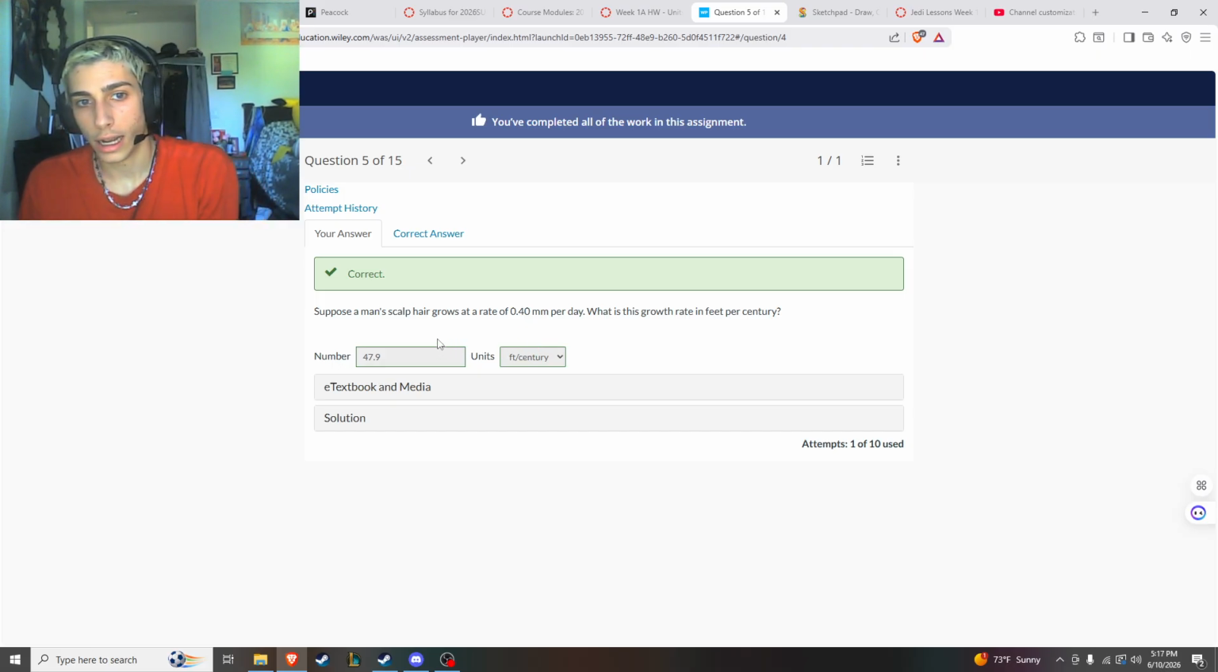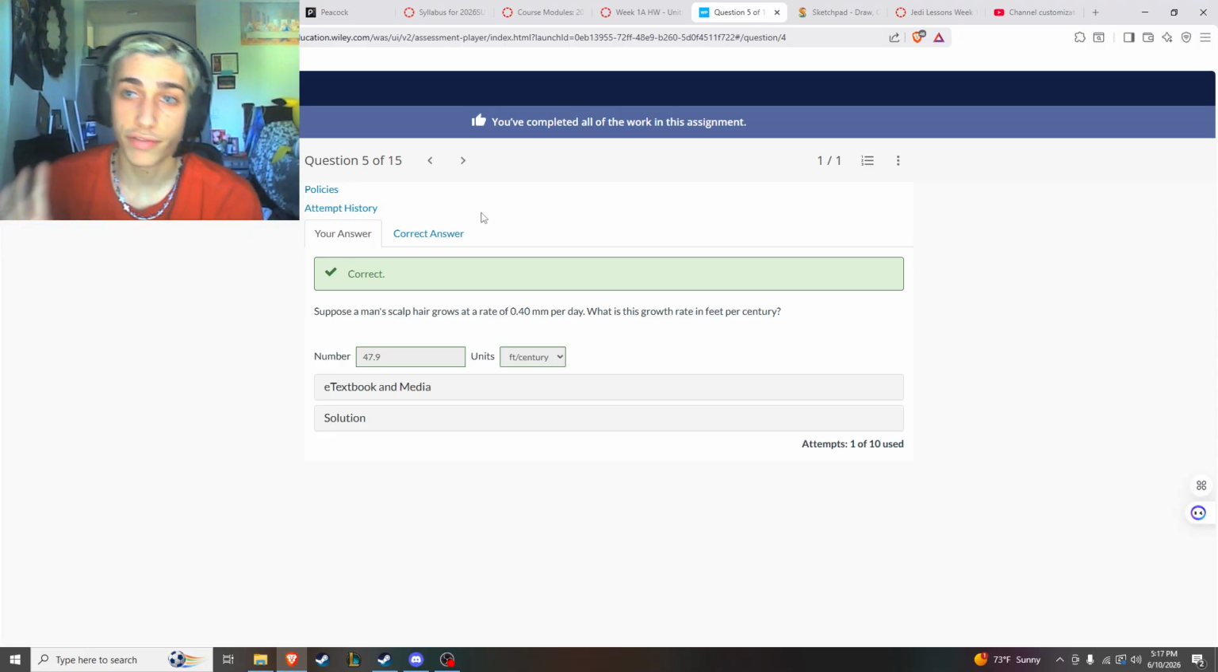If a man's scalp hair grows at 0.40 millimeters per day, what is the growth rate in feet per century? 47.9 feet per century. So that's question 5. That's what I wanted to do.